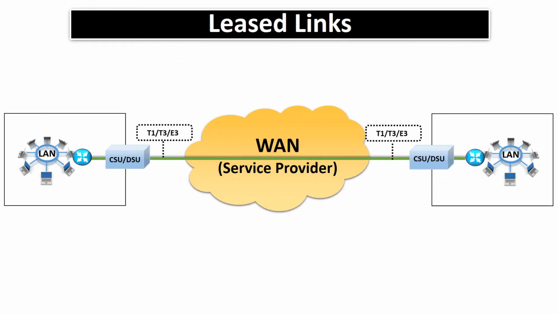Leased link refers to a pre-established connection between two customer locations through the WAN service provider network. This type of circuit is dedicated and does not need to be established before data transmission. These are generally bidirectional and symmetric communication circuits which are very high on cost. They provide high bandwidth and constant data rate for data transfer.